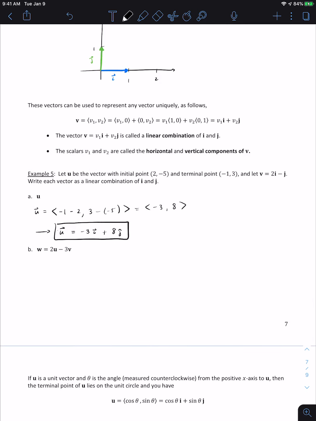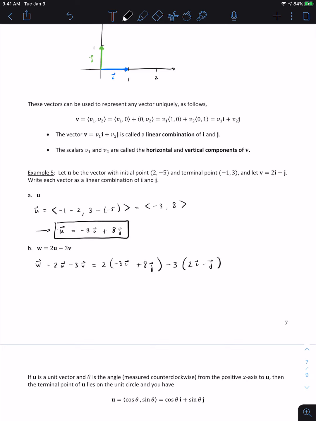Okay, so how about w equals 2u minus 3v? So w is equal to 2 times u minus 3 times v. Let's keep these in the i j format. So I have 2 times (-3i plus 8j), because that is what u is, we just found in the previous problem, minus 3 times v, which is (2i minus j), given by the problem here.